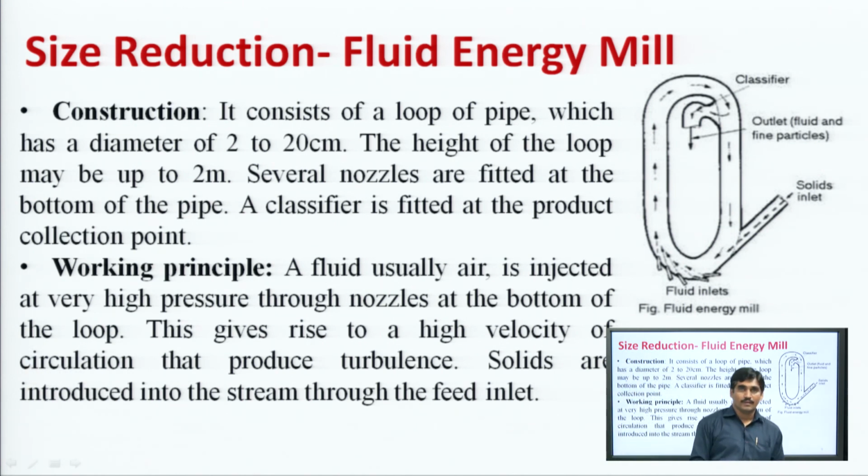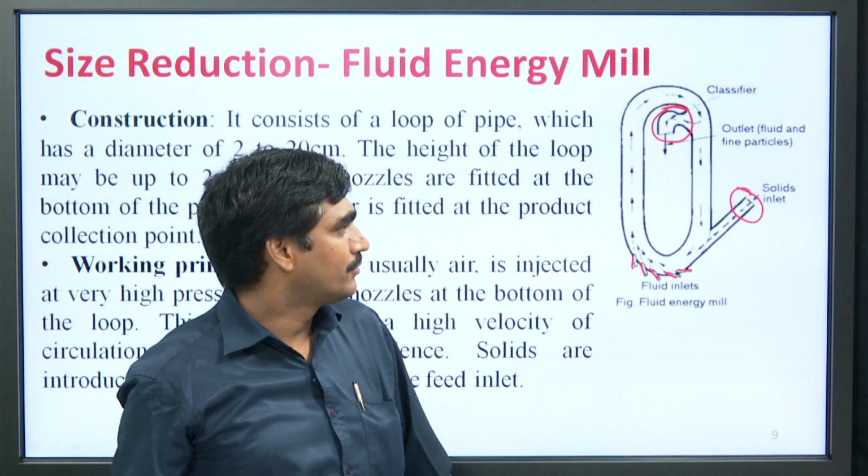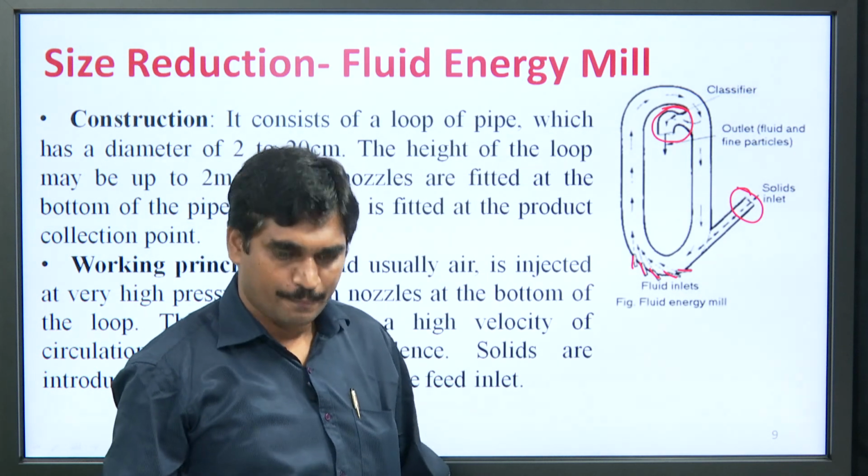Now, if you see the diagram here, an inlet is attached, called the fluid inlet. These are the nozzles fitted at the bottom of the loop through which fluid is introduced into the mill. Here is the solid inlet. This mill is also attached with a classifier through which the fine particles are collected.